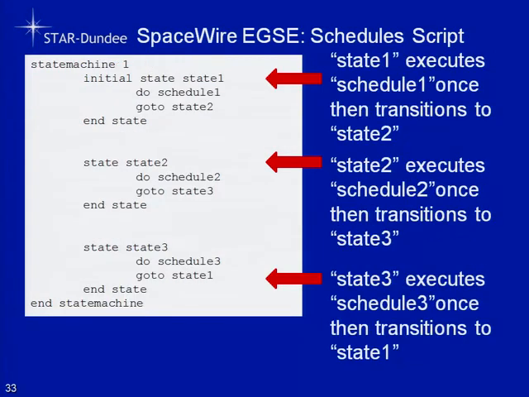Okay, so then we set up our state machine, which now has 3 states. So we're in state 1. We execute schedule 1 once, then we transition to state 2, and it's an unconditional transition. Then in state 2, we execute schedule 2 once and then transition to state 3. And finally in state 3, we execute schedule 3 once and then transition to state 1.